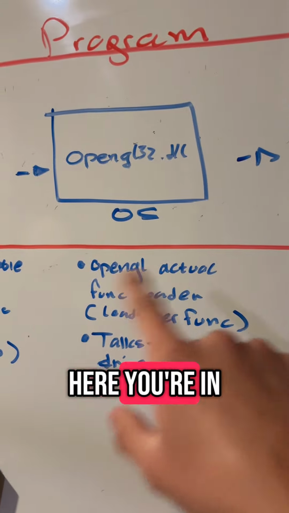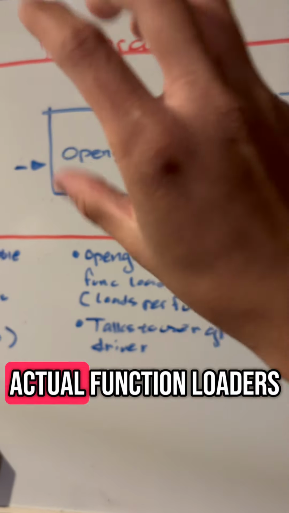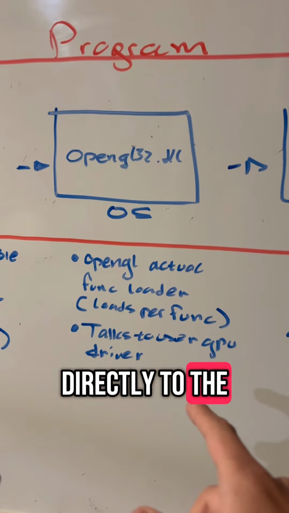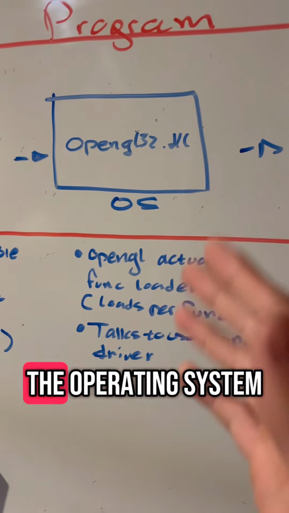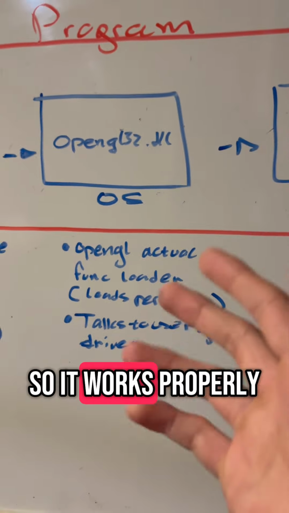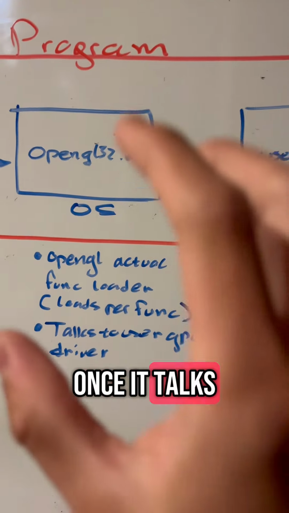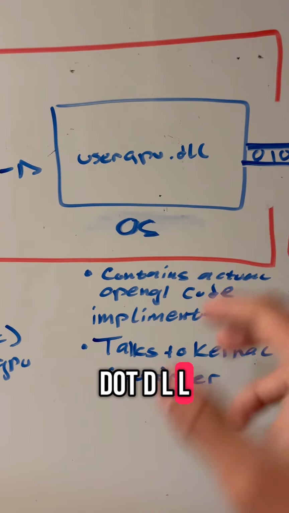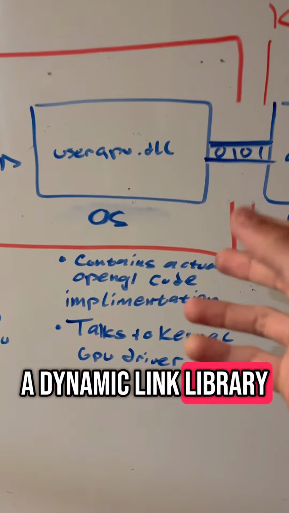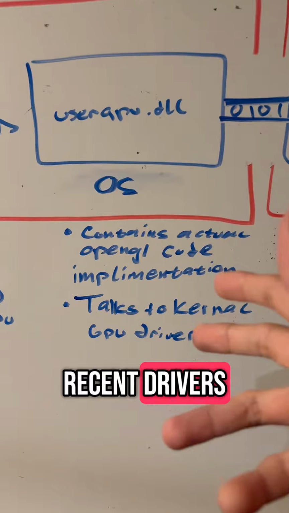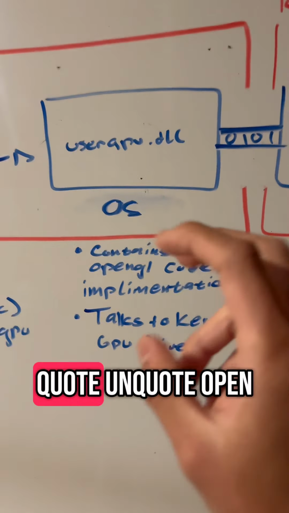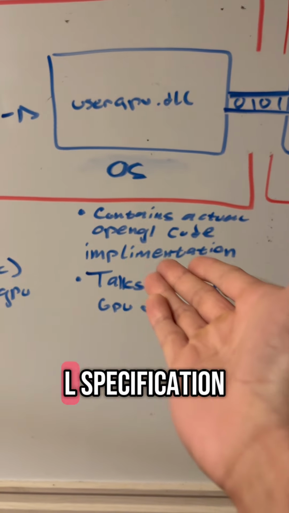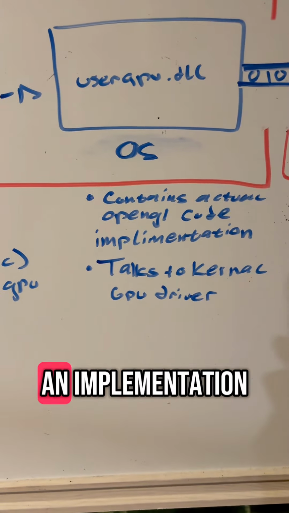So now from here, you're in OpenGL, you have the actual function loaders in here, and this talks directly to the GPU driver, depending on the operating system, so it works properly. And then once it talks to the GPU driver, you get here, which is the user GPU.dll, which again is a dynamic link library, so you get all the most recent drivers. This contains the actual, quote unquote, OpenGL code, or just driver code to accommodate the OpenGL specification. So it's just an implementation.